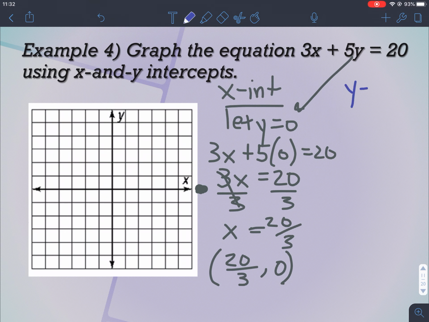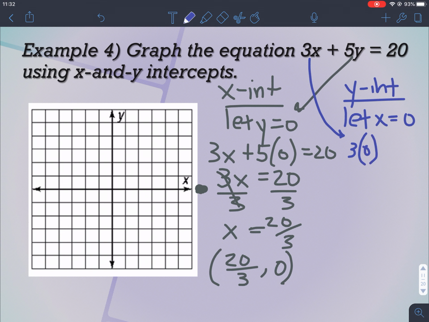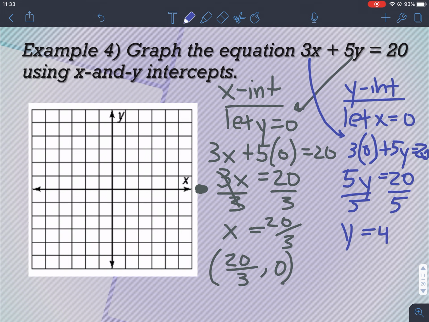For the y-intercept, you always want to let the other variable be 0, so let x equal 0, and therefore that gives us an equation of 3 times 0 + 5y = 20. 5y = 20, divide by 5, and y is equal to 4. That's a nice rounded number, so the y-intercept is going to be (0, 4). There is our line.